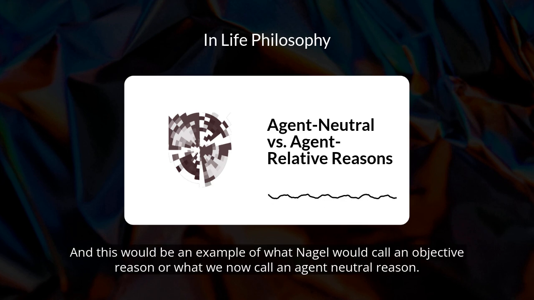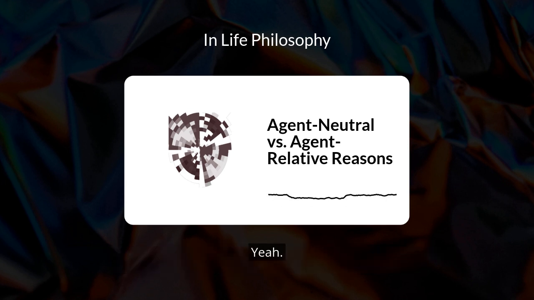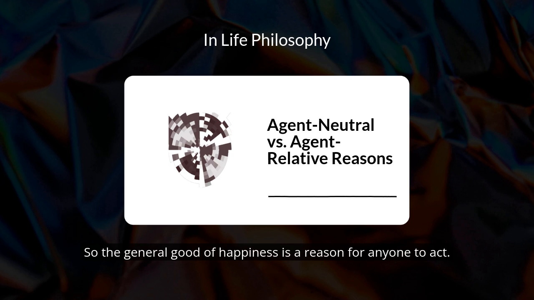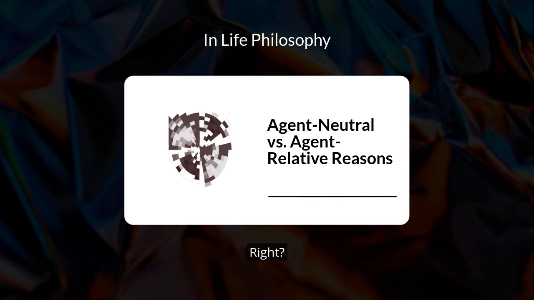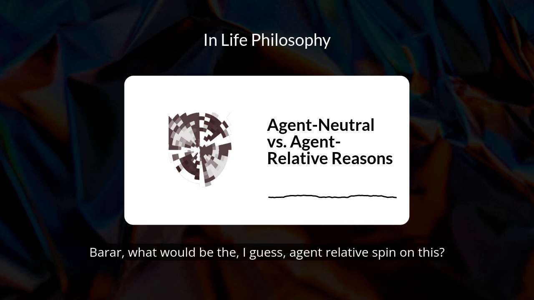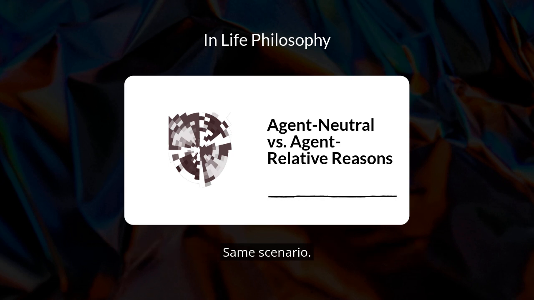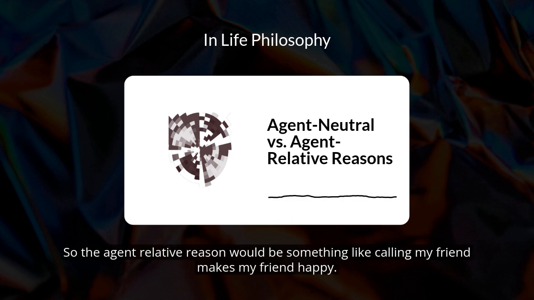And this would be an example of what Nagel would call an objective reason, or what we now call an agent neutral reason. Okay, so like the general good of happiness is a reason for anyone to act. Exactly. What would be the agent relative spin on this same scenario? So the agent relative reason would be something like calling my friend makes my friend happy.